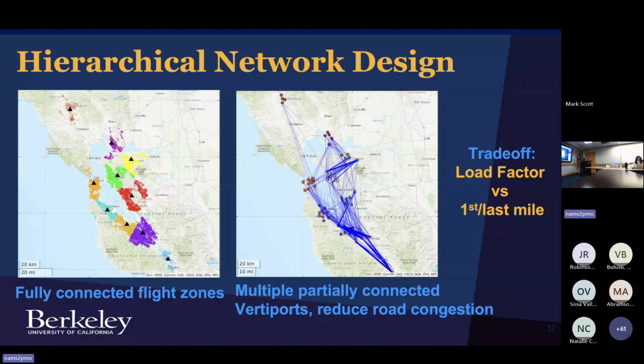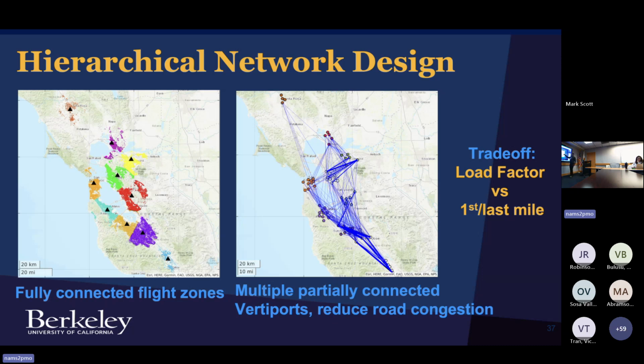And here we actually do a hierarchical network design. Because what happens is, if you put a lot of vertiports, you reduce the first and last mile time, which is good, which means more people will use your service. But you're spreading your demand across many, many vertiports. So your ability to consolidate people into an aircraft starts to go down because every arrival process has a low rate. And these people want to go to all the destinations in the world, so they get on different aircraft. So you start flying lots of aircraft with one person in.